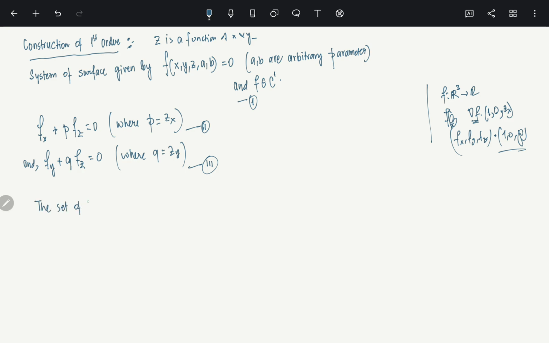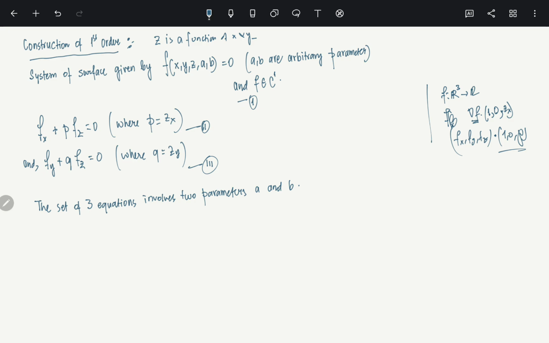Okay, and these three relations, you see, the set of three equations actually involves two parameters, a and b. Okay, two parameters are a and b, and there are three equations.